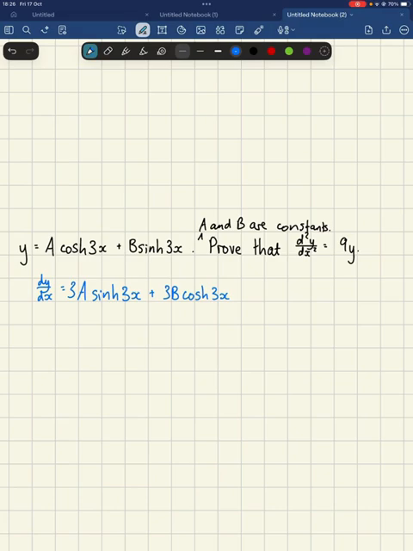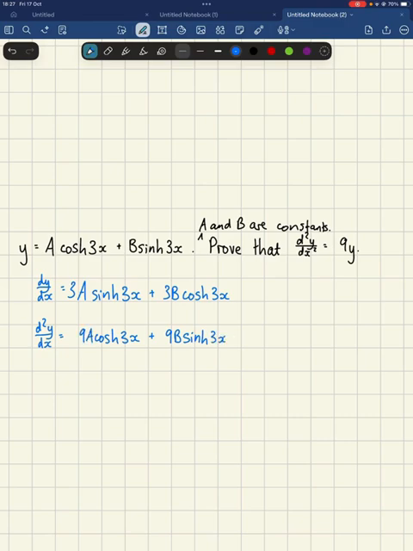So we found what dy by dx is, now we need to find d squared y by dx squared. So the second derivative is equal to 3a, because that's just a constant. Now differentiate sinh 3x, well, we did that over here, so that's going to be 3 cosh 3x. Multiplied by 3 cosh 3x, 3 times 3 is 9, so we just get 9a cosh 3x. Then we add that to the derivative of 3b cosh 3x. Cosh 3x we differentiated to get 3 sinh 3x, so 3 times 3 again is 9, so we get 9b sinh 3x.